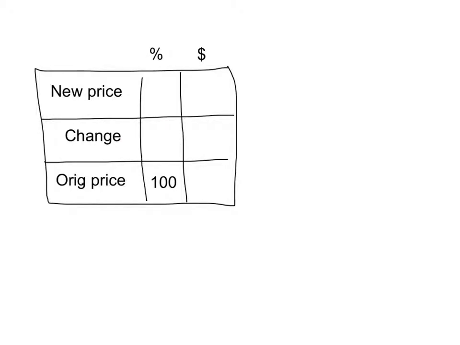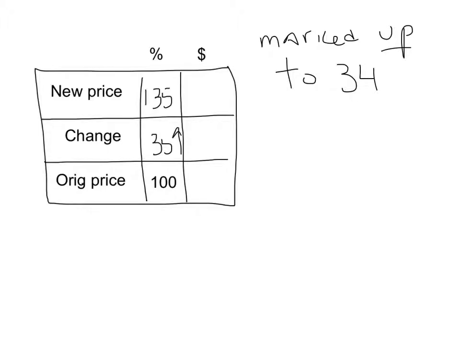It's worth noting that if you had a price increase, so for example, if something was going up 35%, a 35% increase, then your new price would be 135% of your original price. So this is very similar to the previous problem. If you didn't know a price, if you were marking it up to $34, that would mean that the original price was a smaller price, not a bigger price, because this isn't a discount, this is an increase.